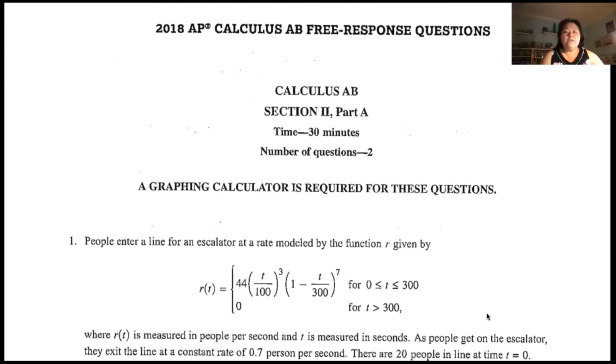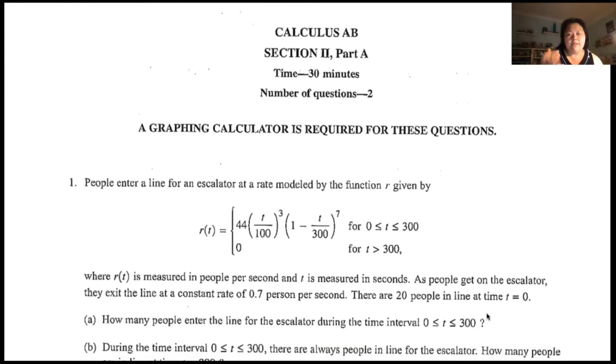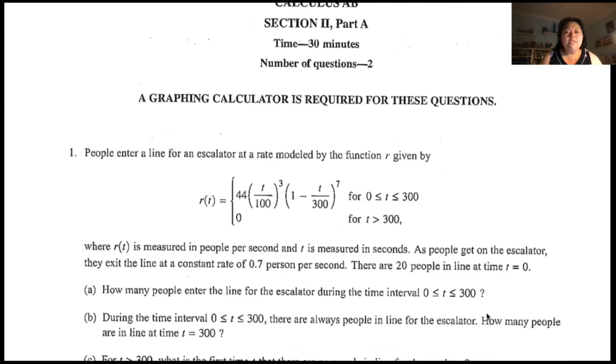Okay, we are on 2018 FRQ number 1, the graphing calculator section. It says people enter a line for an escalator at a rate modeled by the function r of t, where r of t is measured in people per second and t is measured in seconds. As people get on the escalator, they exit the line at a constant rate of 0.7 person per second. There are 20 people in line at time t equals 0.